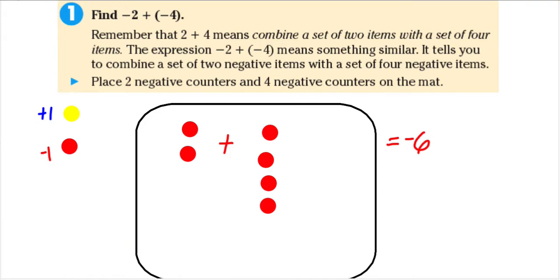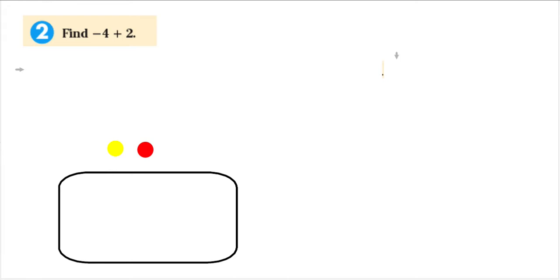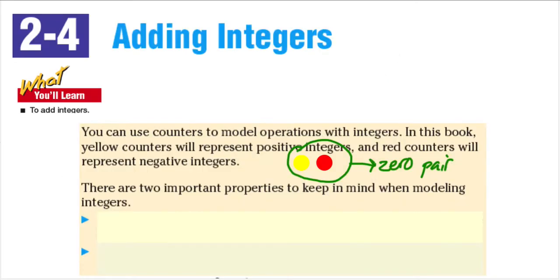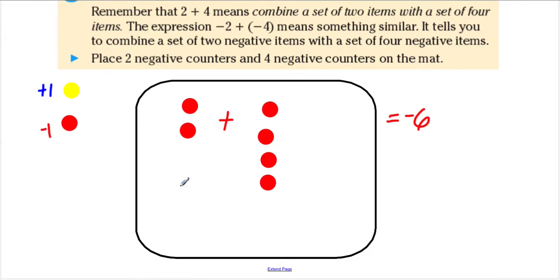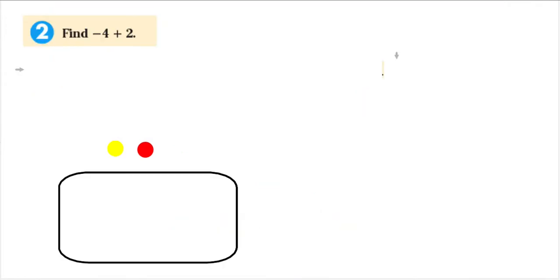Take a look at example number 2. Wait, before we do that, let's just summarize what we just did here. Okay, we know now that negative 2 plus negative 4 equals negative 6.